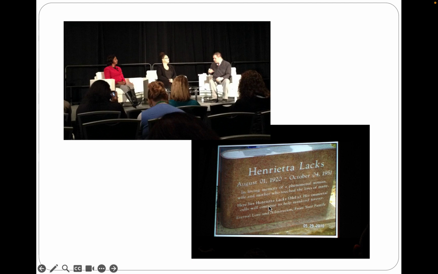All right, and here's a picture of her headstone. In loving memory of a phenomenal woman, wife, and mother who touched the lives of many, here lies Henrietta Lacks, Gila. Her immortal cells will continue to help mankind forever. Eternal love and admiration from your family. All right.